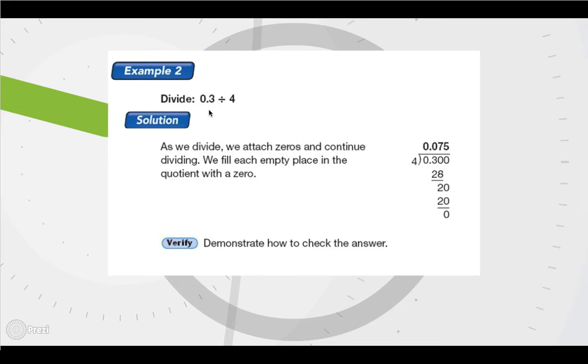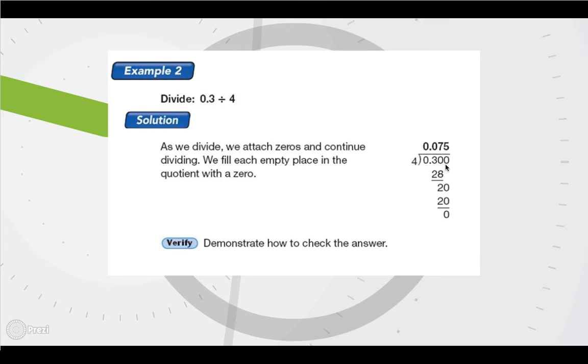Same thing here. 0.3 divided by 4. What we're going to do here is add our zeros in so that we have no remainder. This is how we divide with decimals. 4 goes into 0 zero times, but 4 goes into 3 zero times. Remember, you need to make sure you put those zeros in there.